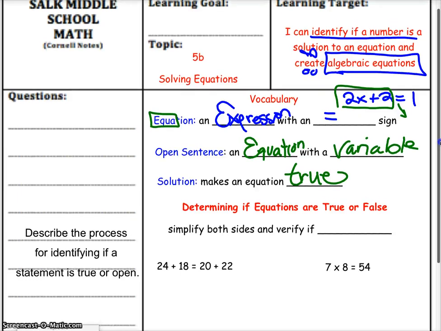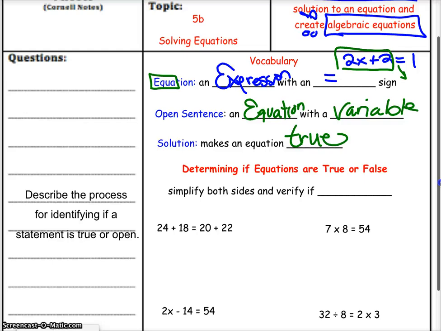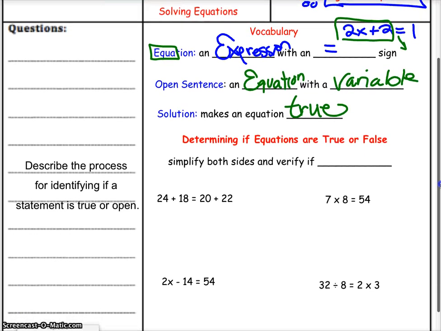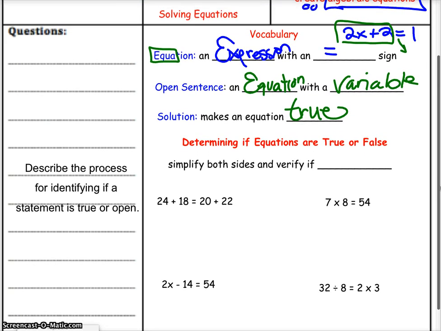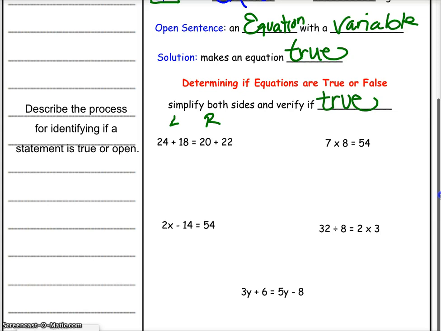So we want to determine if equations are true or false, or if they're equivalent statements. We simplify both sides and verify if it's true. It's pretty easy to do this. I do the left side and the right side, left, right. I figure out both sides and I see if they equal each other. So what's 24 plus 18? 42. Does 42 equal 42? Yep. So true.